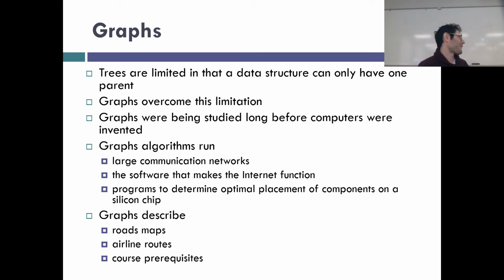So graph algorithms are important for any kind of large communication network, like the internet, right? Or satellites, or figuring out where you want to put components on a computer chip, road mapping, figuring out airline routes. Also, they're used for figuring out whether or not you can take a course, right? Do you meet the prerequisites for the course? So figuring out whether to tell the student that they can't take this course that they really want to take, that's a graph problem.